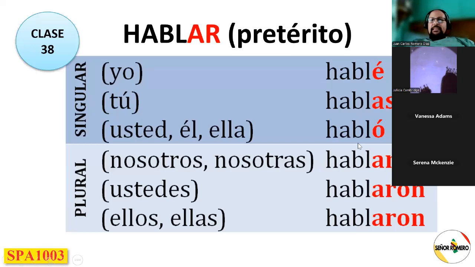Now, the preterite. Again, for the AR verbs, we have a set of endings, but for the other verbs, we have a second set of endings. Which are the endings for the AR verbs? É, aste, ó, amos, aron. Those in red.